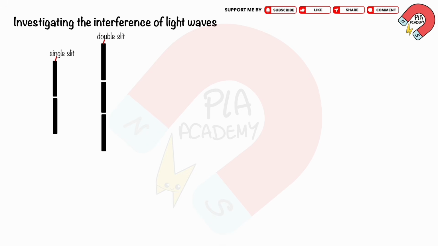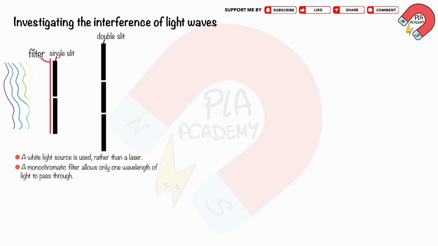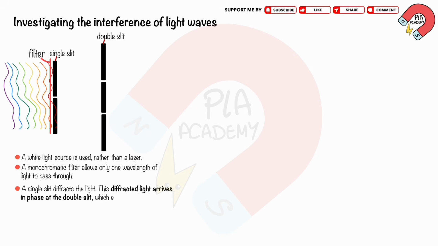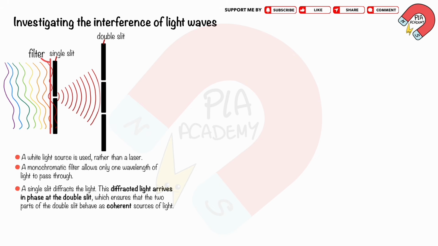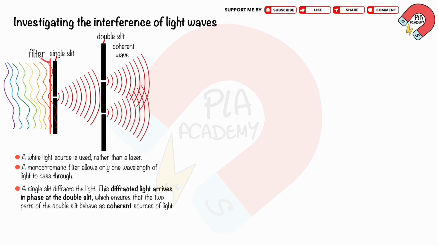Investigating the interference of light waves. A white light source is used, rather than a laser. A monochromatic filter allows only one wavelength of light to pass through. A single slit diffracts the light. This diffracted light arrives in phase at the double slit, which ensures that the two parts of the double slit behave as coherent sources of light. The double slit is placed a centimeter or two beyond the single slit, and acts as two coherent sources.